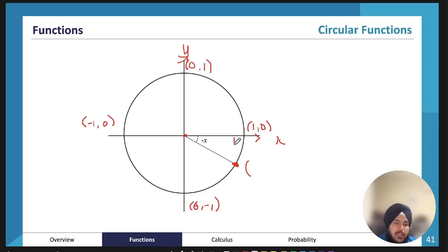So if we look at this, we have a triangle which has a hypotenuse length of 1. We have this x length over here and this y length over here. So x, y, we don't know what they are, but what we do know is the angle over here and that it lies on the unit circle.